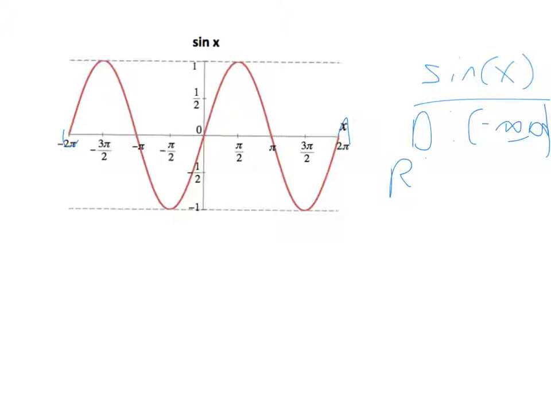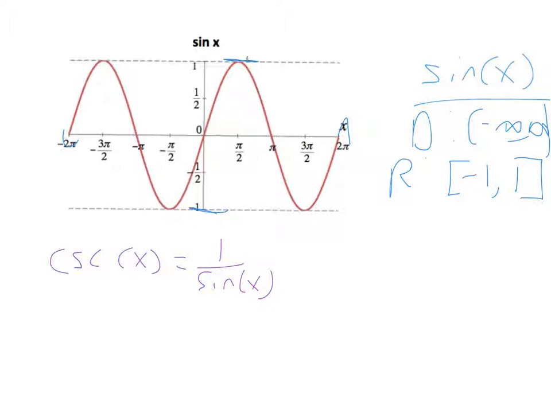And the range, you notice it never goes beyond -1 and +1, but it does include those points, so you could say it's all the numbers from -1 to +1, including the brackets. Now I'm going to show you how to create the cosecant function from sine. Remember, cosecant of x is equal to 1 over the sine of x.